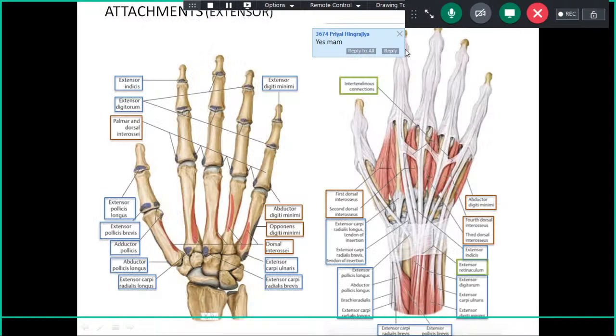So again, you have just done the extensor compartment, how the tendons are arranged below the extensor retinaculum. There are 6 compartments. We have the dorsal interossei here. Okay, so we have the first and the second dorsal interossei.